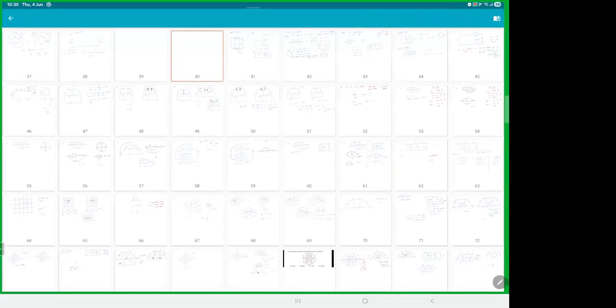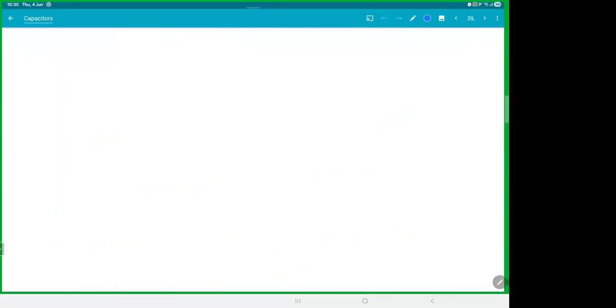Okay. So we have Q1 and Q2, right? Let's say E bar, which is E1 bar plus E2 bar. This is the field due to both the charges at any point in the space. Field due to Q1 and Q2 at any point. Great.